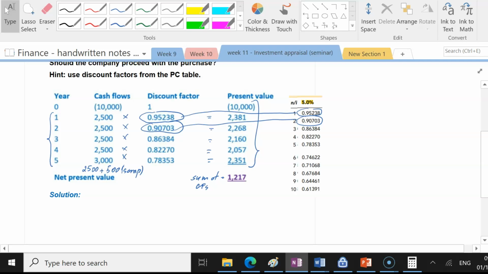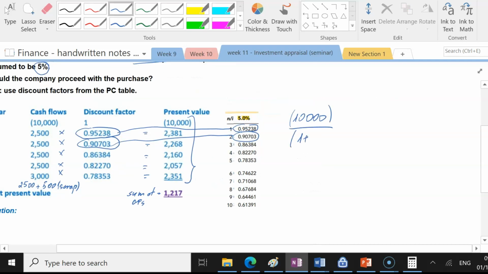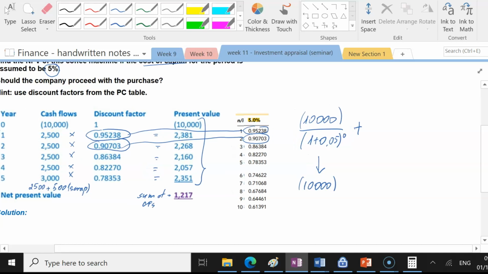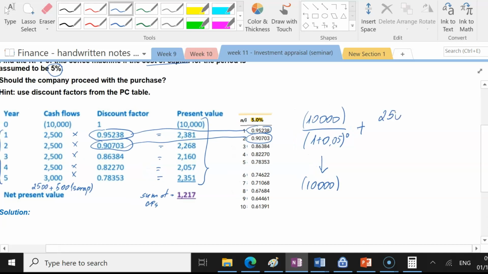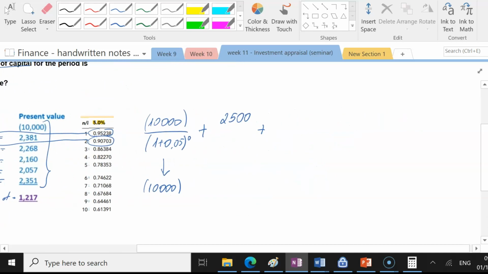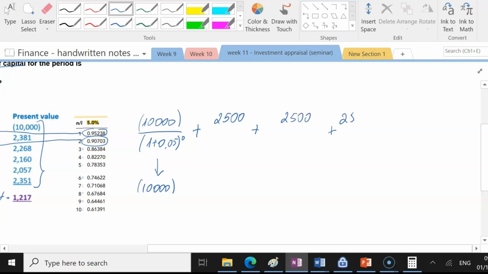So what we could have done here, we could have written it in this form. You discount it in this way using power 0, which will be equal to just minus 10,000. Plus, your first cash flow is 2,500, and actually all other cash flows are 2,500. You do it 5 times. So this is year 1, year 2, year 3, year 4, and year 5.